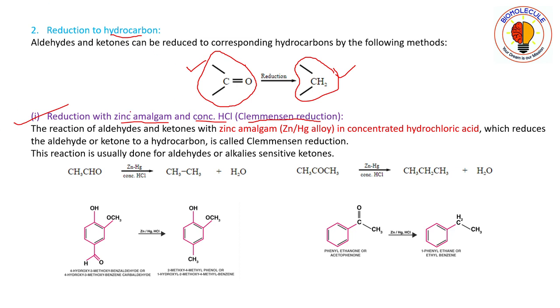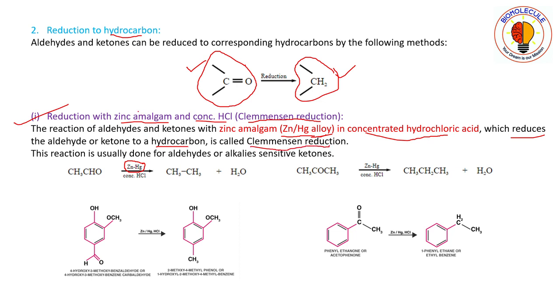So what is zinc amalgam? Zinc amalgam is zinc metal in mercury, that is zinc amalgam. So the reaction of aldehydes and ketones with zinc amalgam, that is zinc and mercury alloy, in concentrated hydrochloric acid, that is HCl, which reduces the aldehydes or ketones to a hydrocarbon, is called Clemmensen reduction.